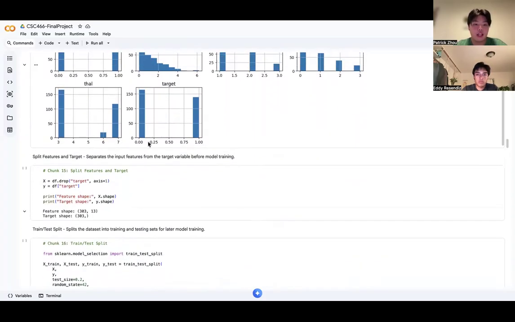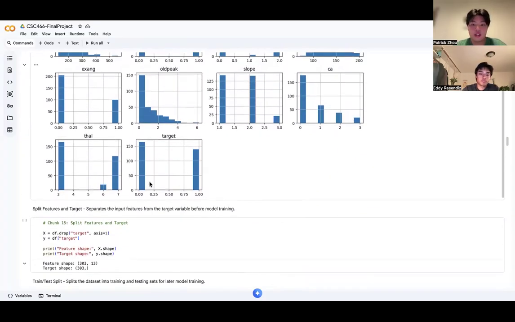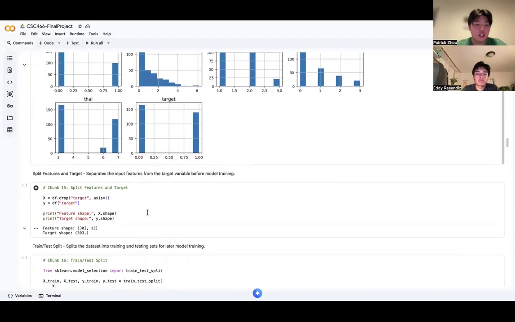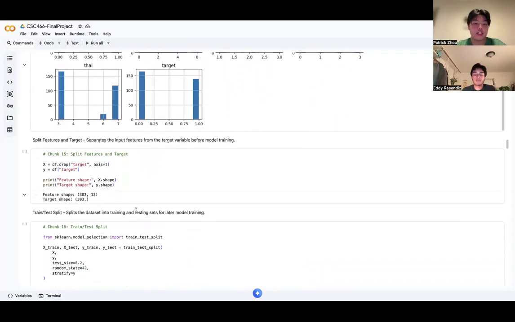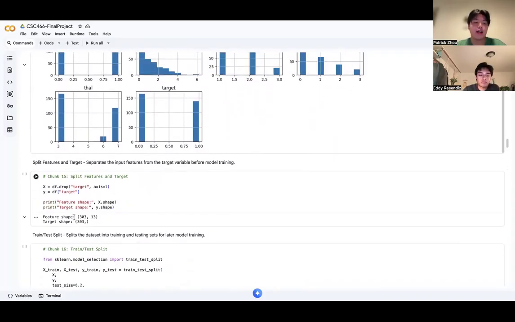Okay. And then here we're splitting our features from the target, as the target would be the outcome, and we want to separate that for our training set and testing set. Once we split them, we have our feature shapes, which are 303 rows of observations with 13 features, and then the target shape would just be the 303 rows and one column.